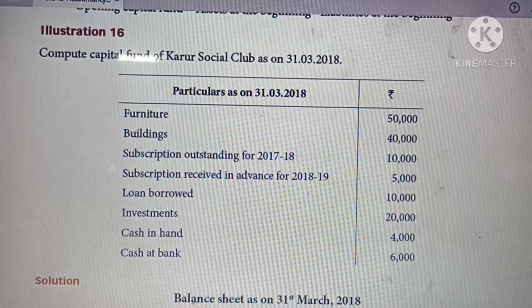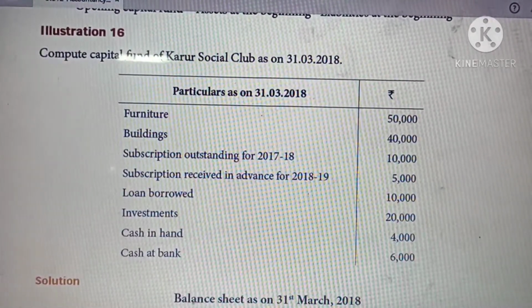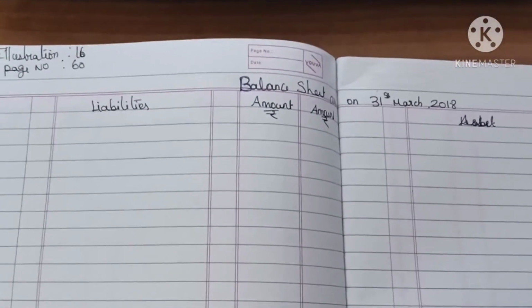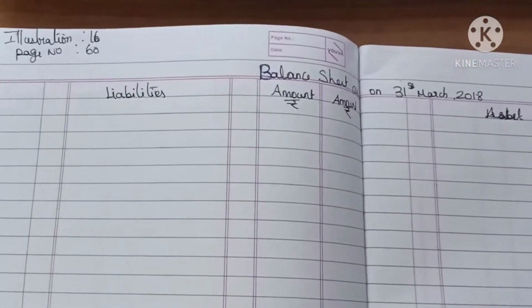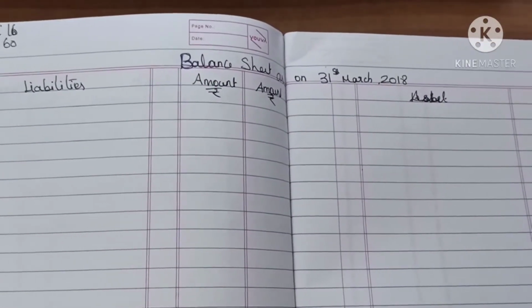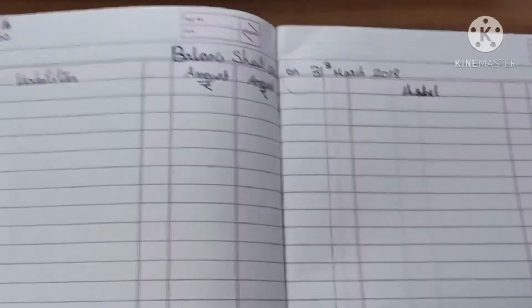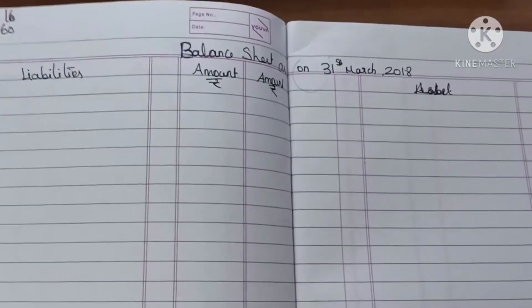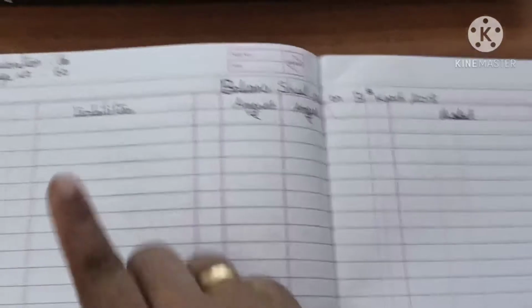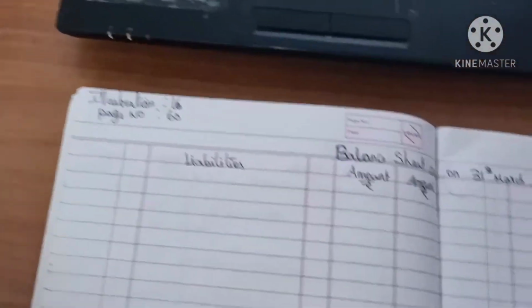I am going to prepare the solution. Watch this video carefully, children. Now we are going to prepare the solution of illustration 16, page number 60. For that, I have to open a balance sheet. Whenever you have to prepare the balance sheet, you have to open a double side of your balance sheet, like a ledger account. Left hand side liability, right hand side asset. In the particulars column, I have to write liability.